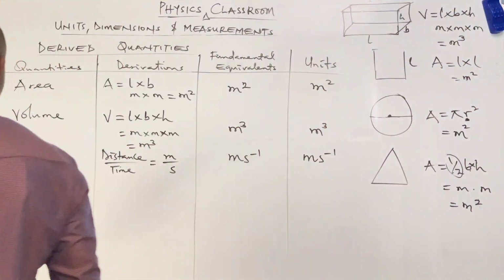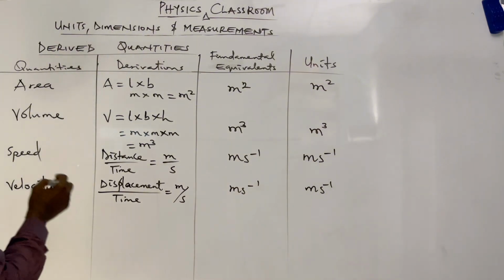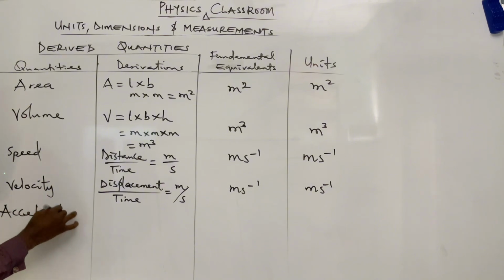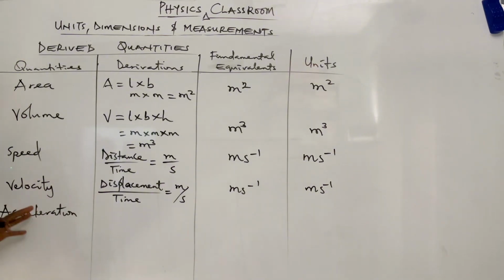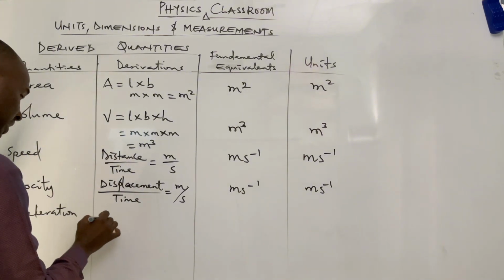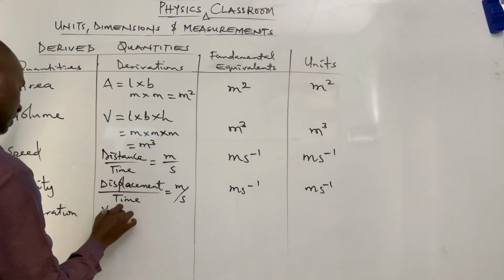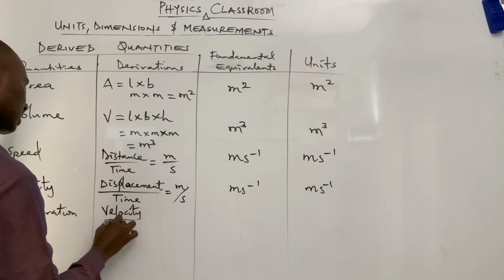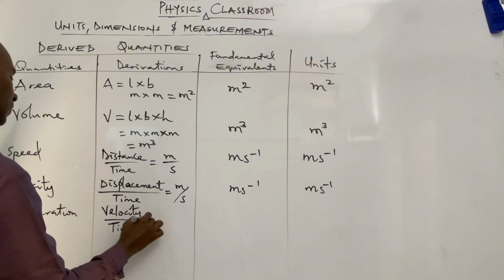Let's move to the next. The next is acceleration. The formula to get acceleration is simply velocity all over time.